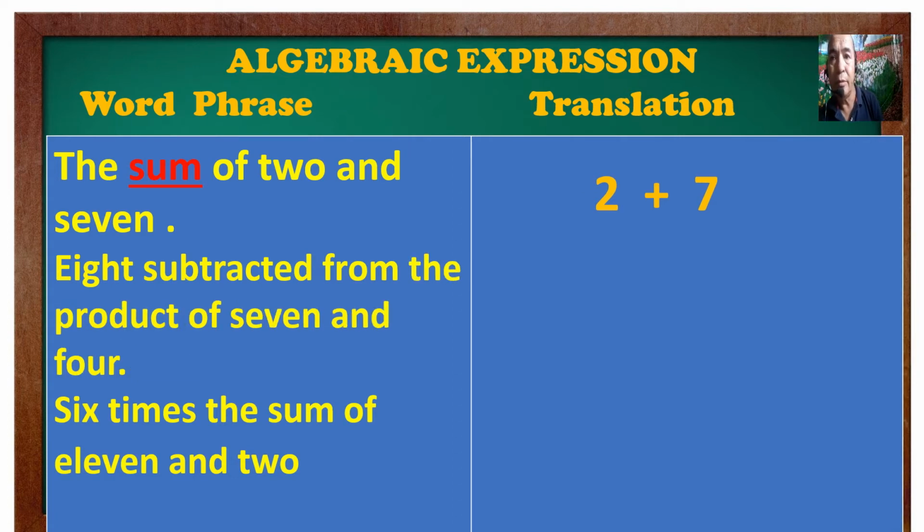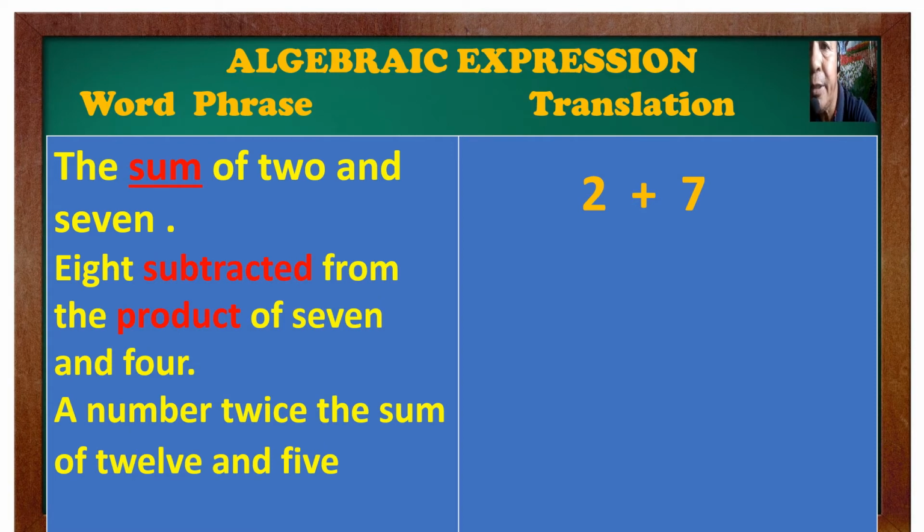Okay, for number 2, 8 subtracted from the product of 7 and 4. So again, let us look at the words in the phrase and the corresponding meaning of the following words. We have subtracted, which means we are going to subtract, and the other one is product. What do you mean by product? So let's take the definition in mathematics of the words subtracted as well as product, so that we will be able to translate this into an algebraic expression.